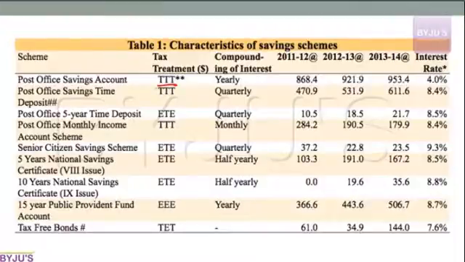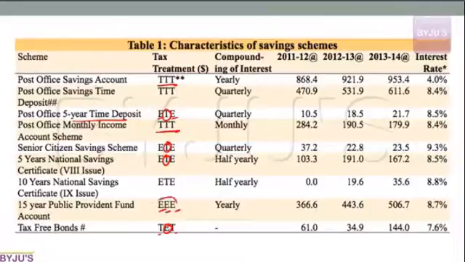Post office savings account is TTT, which means it's taxed at all 3 stages. Post office 5-year time deposit, a long-term deposit, is ETE, which means only interest is taxed. Post office monthly income account scheme, all 3 are taxed again. Senior citizen savings scheme, only interest is taxed. National savings certificate, again through the post office, only interest is taxed. Tax-free bonds, only interest is exempt. The other two are taxed. So these are some aspects.